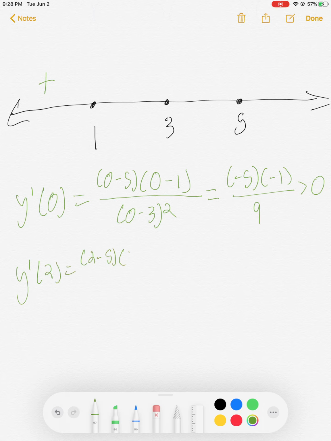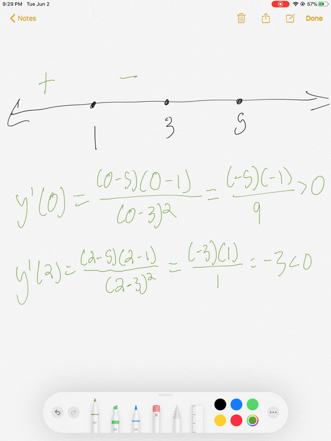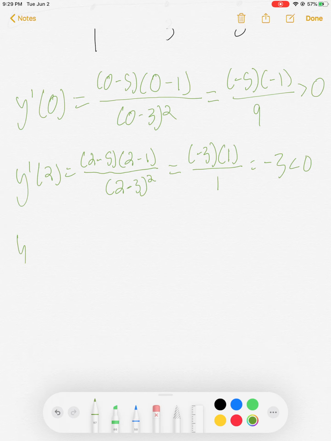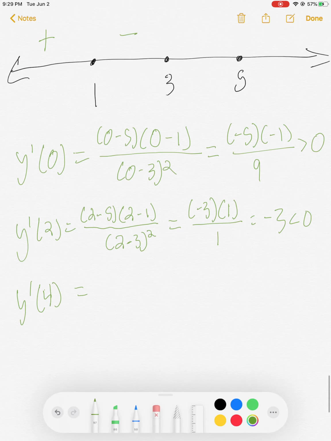Y prime of 3 now is going to be, excuse me, not y prime of 3, y prime of something in between 1 and 3. Let's go y prime of 2. So that's going to be 2 minus 5, 2 minus 1, all over 2 minus 3 quantity squared. And that gives me a negative 3, a positive 1 over a positive 1. And that is negative 3, which is smaller than 0. So we put a negative between 1 and 3.